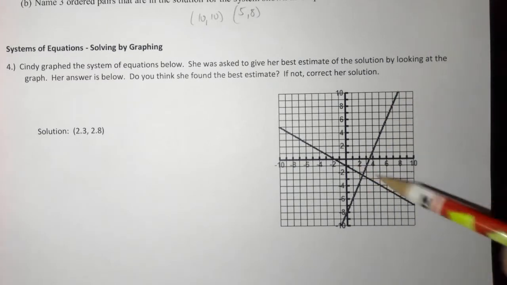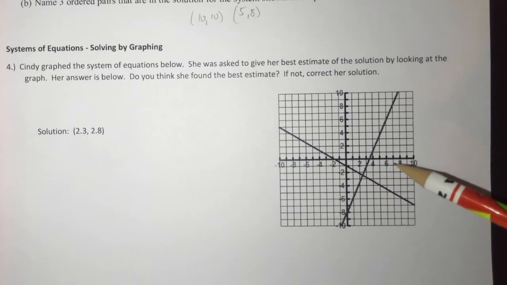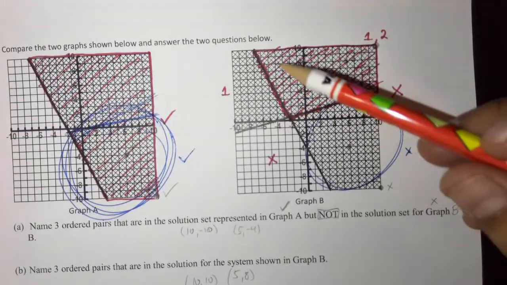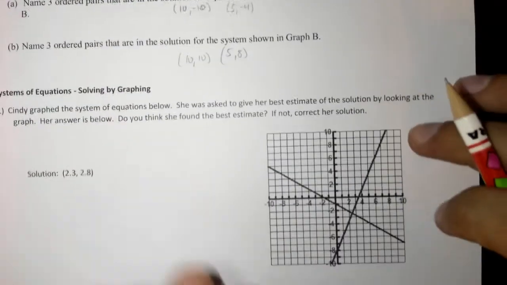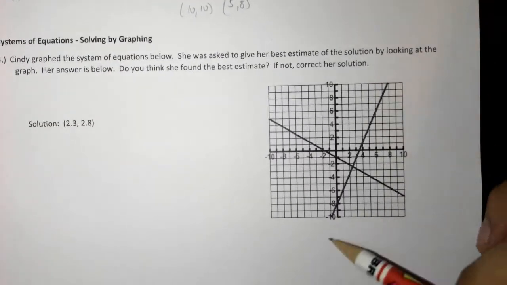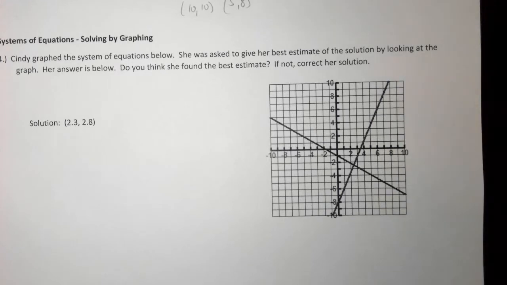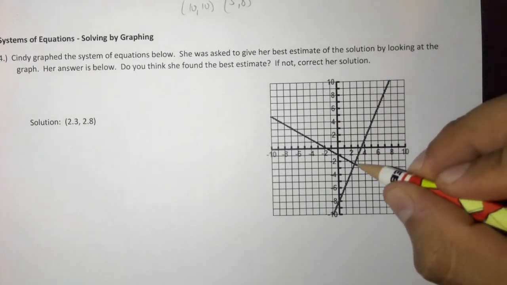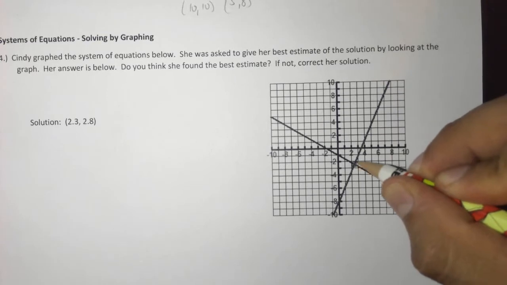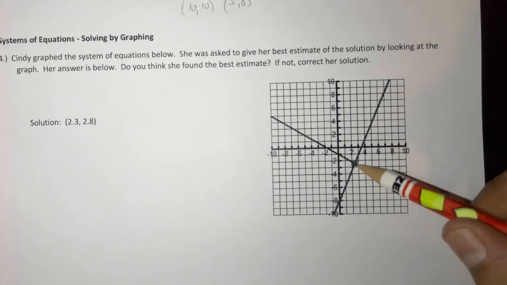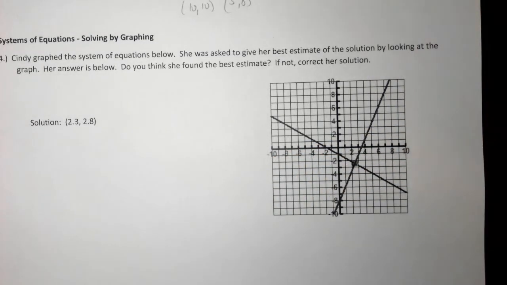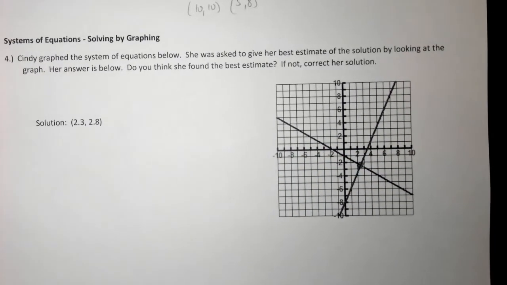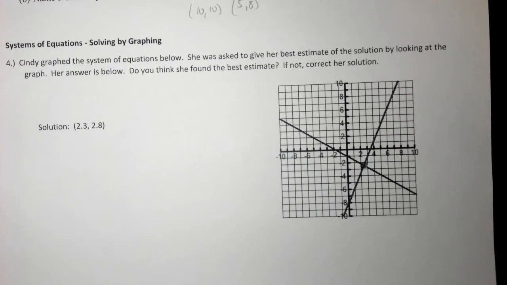Remember that we look at 2 different types of systems, and systems just means 2 lines. The first type of system that we looked at was the one with shading, the double shading. The second type of system was just 2 lines, and whenever we have just 2 regular lines, our solution to that system is going to be where those 2 lines meet, or where those 2 lines cross. So in this case, it's going to be right there, and their estimate was 2.3, 2.8. We're just checking to see if their estimation works, and if not, we're just going to correct their estimate.